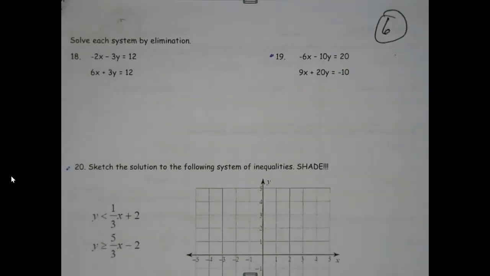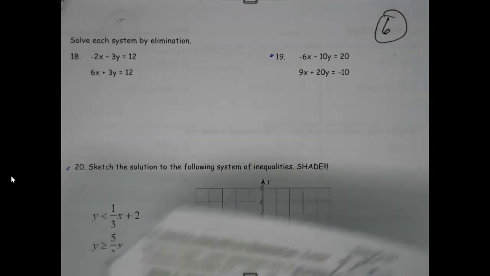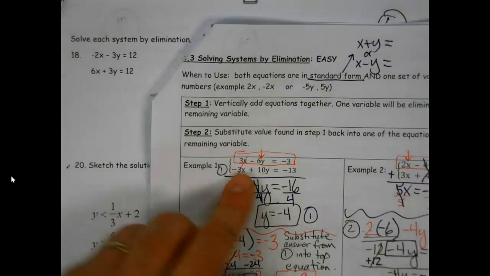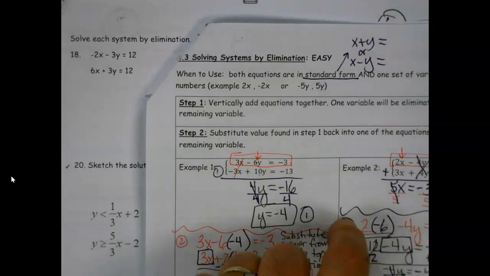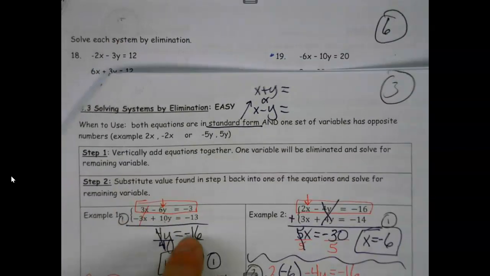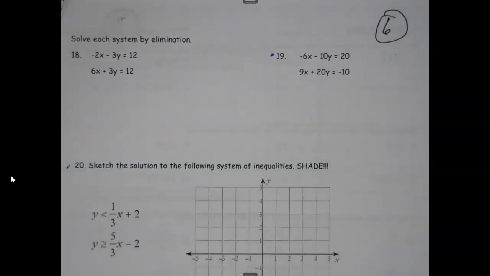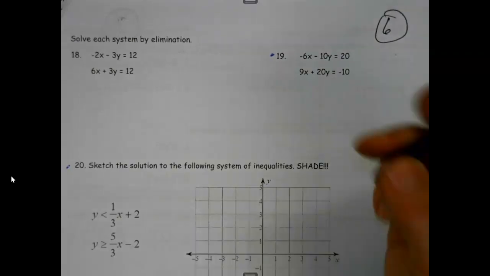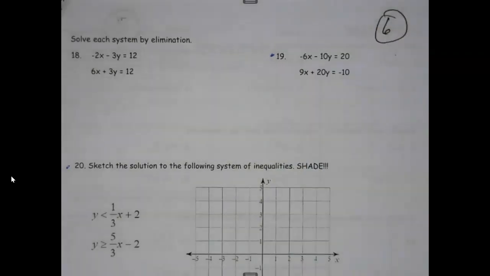Solve by elimination. Again, you have this in your notes. If you can add straight down and eliminate something, page 3, right there. Okay, do that. But what happens if I add straight down and nothing cancels? Do I quit? No. Do I write no solution? No. You know what we're going to do?